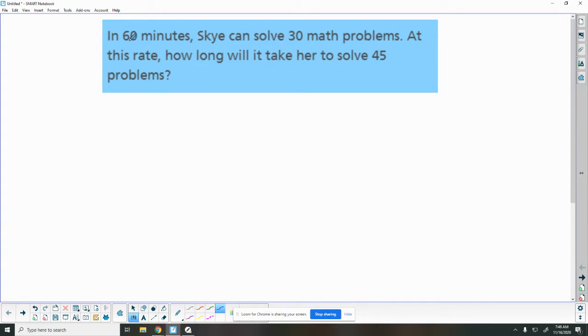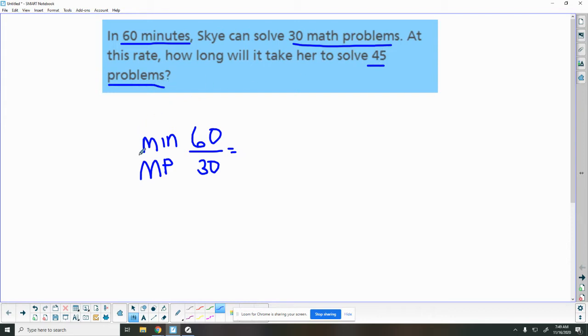This problem tells us that in 60 minutes, Sky can solve 30 math problems. So I'm comparing minutes to math problems. I'm going to put minutes on the top and math problems on the bottom. 60 minutes, she can do 30 math problems. Notice my minutes are lined up, my math problems are lined up. If she keeps going at this same rate, how long will it take her to solve 45 problems?